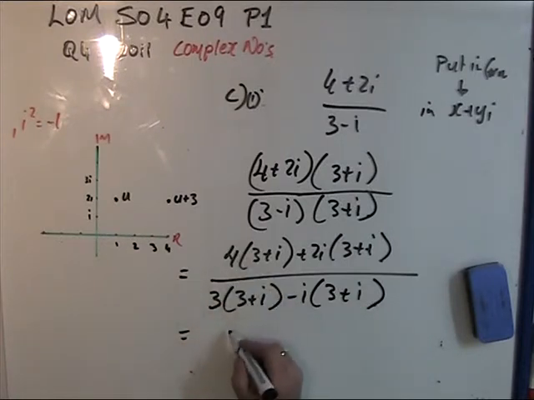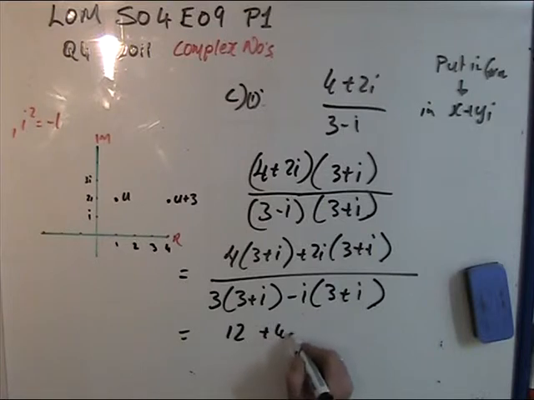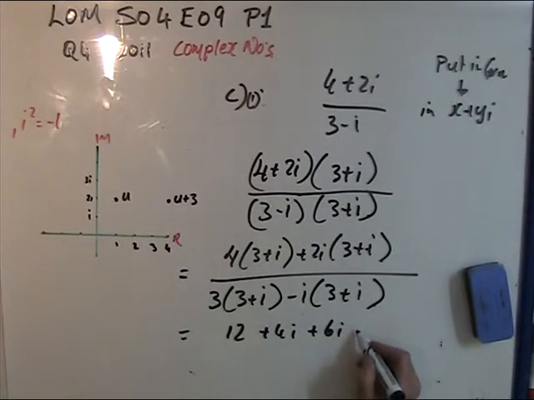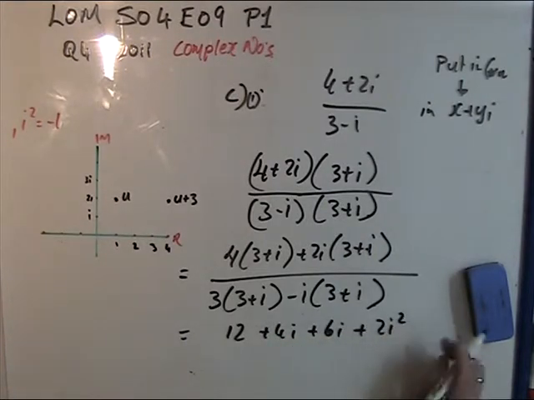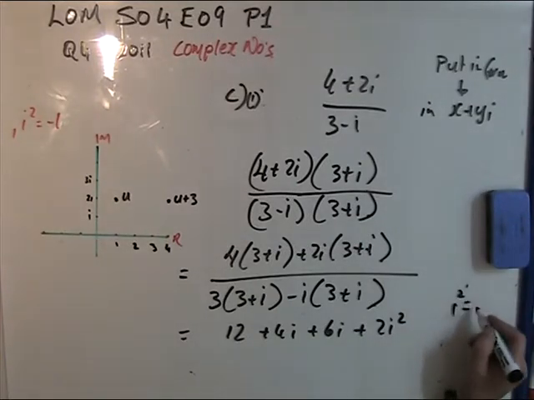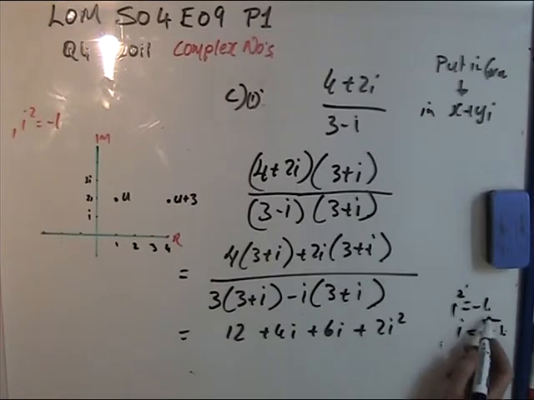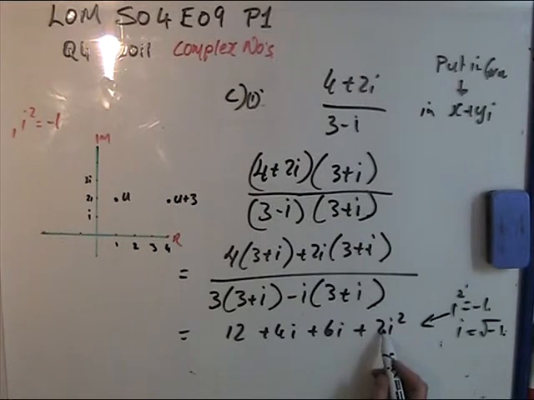You multiply them out at the top again. So 4 threes are 12, plus 4i plus 6i plus 2i squared. i squared is equal to minus 1, i is equal to the root of minus 1. So we're substituting i squared, which is minus 1, in here, so this is minus 2.